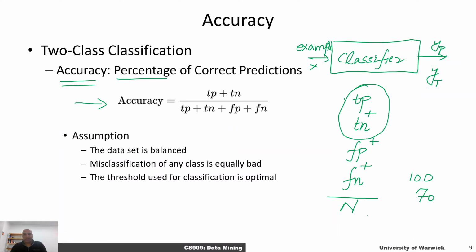What we are interested in is understanding the underlying assumptions of this simple metric. When we use this simple metric, what are the assumptions that we are making? So here is a list of assumptions that we are making when we use accuracy.